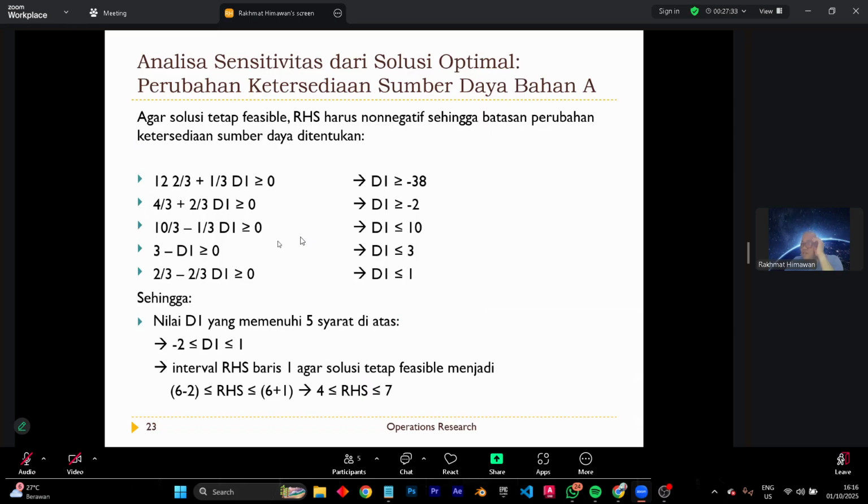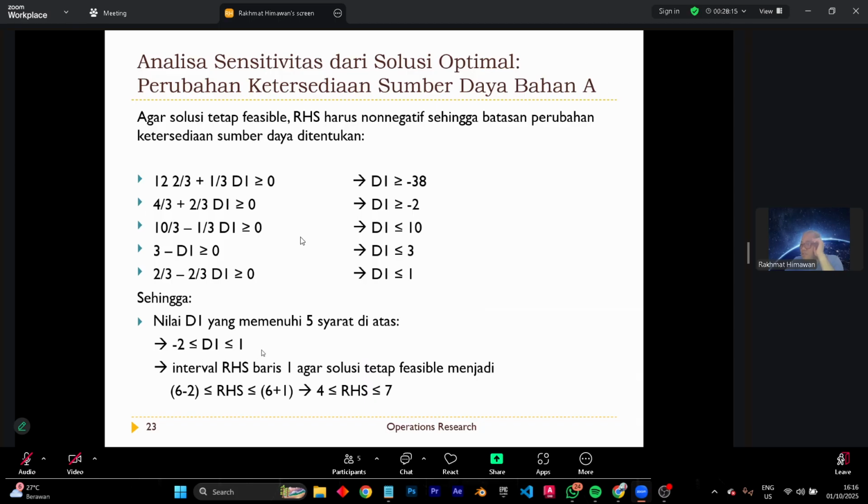From here, you can find what D1 is. From the first one, D1 should be greater than minus 38 and so on. And the last one is D1 should be less than 1. So all of these inequalities, you combine them to find out the range. The minimum value of D1 based on this is minus 2. We have minus 38, but it cannot be less than minus 2. So minus 2 is the lowest. And the highest, we have 10, we have 3, but we have 1. So it cannot be more than 1. So the range is between minus 2 and 1.